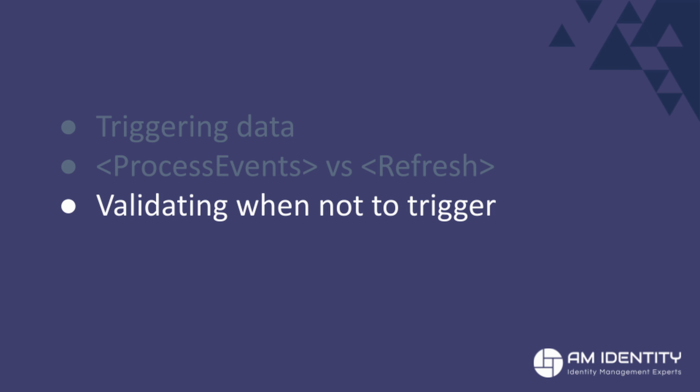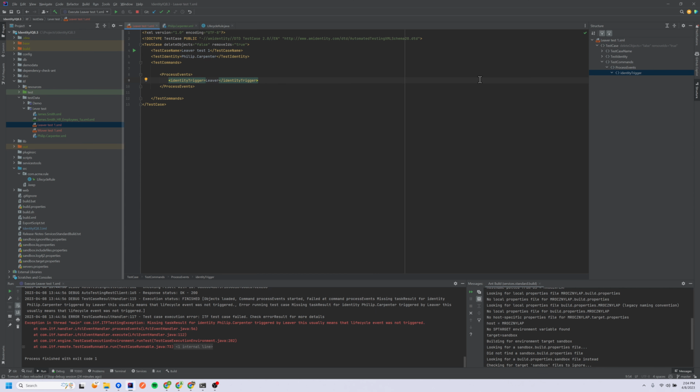Finally, let's have a look at test cases when we want to make sure that we actually don't trigger events. As I mentioned before, when we're testing lifecycle events, we have to make sure that they get triggered exactly when they need to, but also that they do not trigger when they shouldn't. Let's go back to our lever test case and see how to do this in ITF.